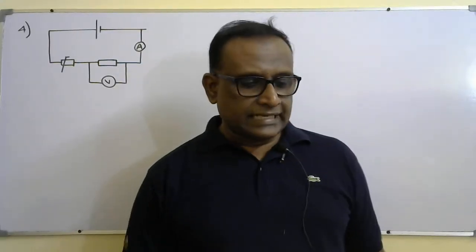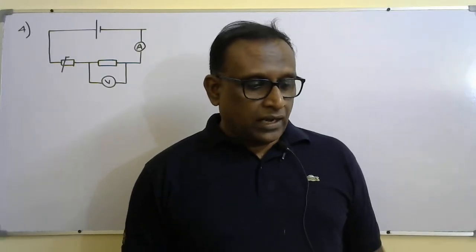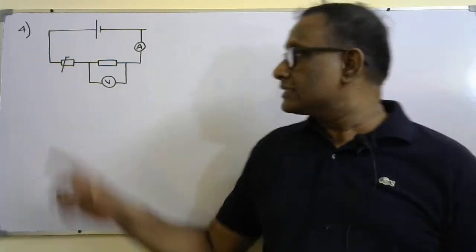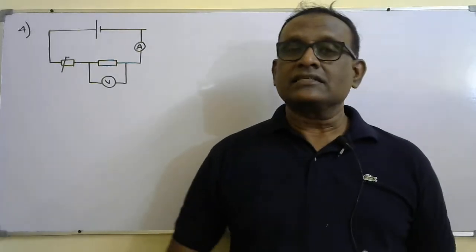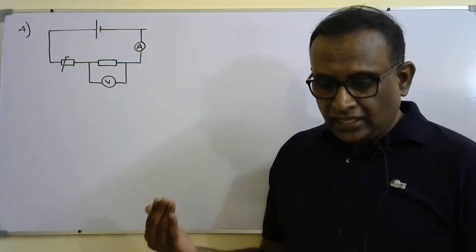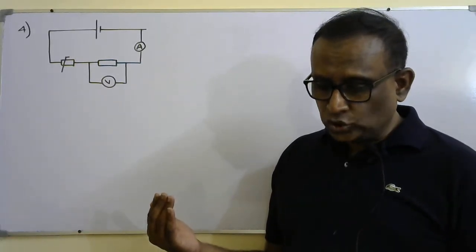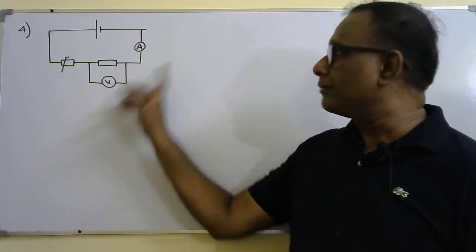Okay, this circuit diagram is given. This question is related to unit 2, electricity. For a negative temperature coefficient thermistor, when the temperature decreases, its resistance will increase. The question is related to something like that. The temperature of the thermistor decreases. Select the row of the table that shows how the readings of the voltmeter and ammeter change.